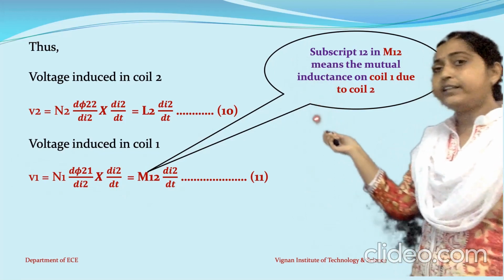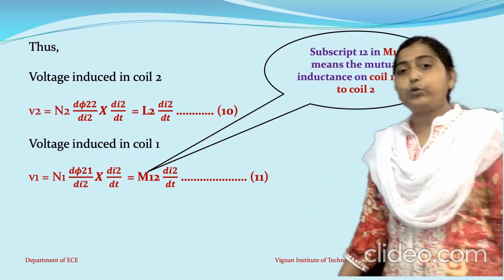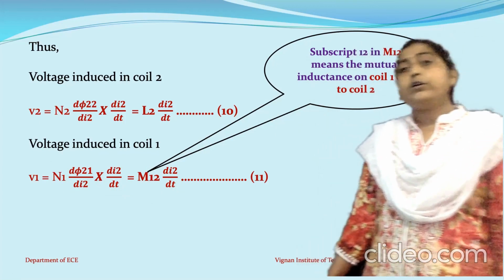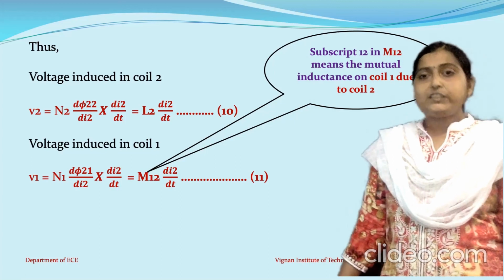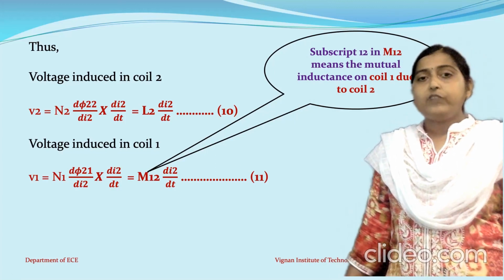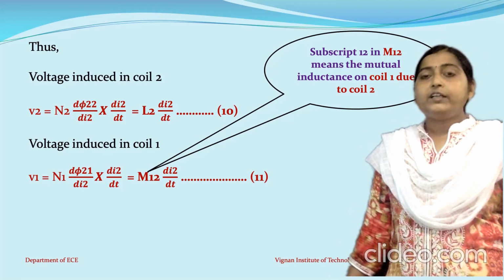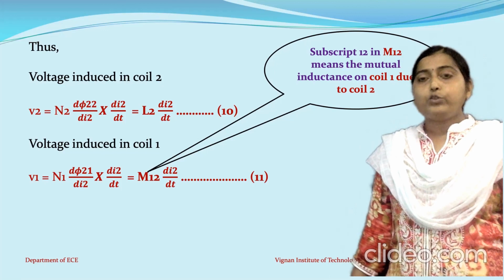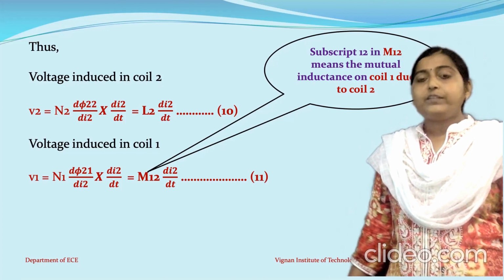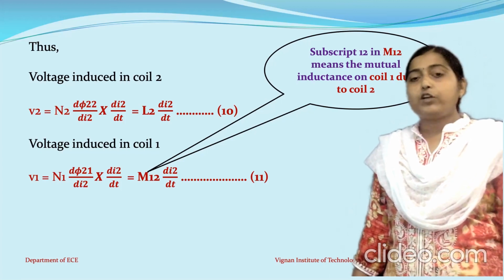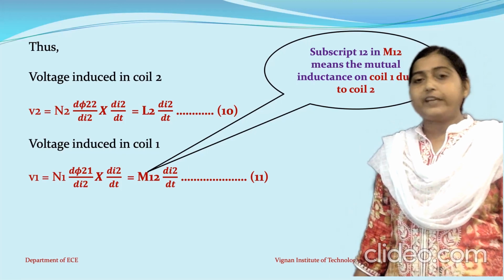We did not apply the current in the first coil, but due to the flux which is linked to the first coil from the second coil, we could see that some inductance has been generated. That inductance we call a mutual inductance. So these are the basic definitions of self-inductance and mutual inductance, and we obtained them by using Faraday's law.